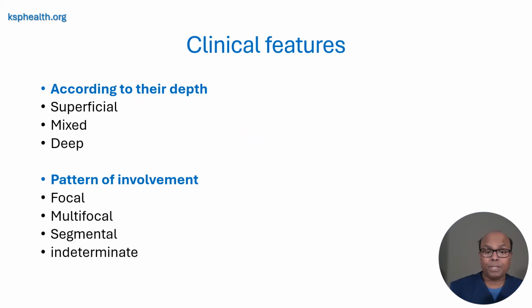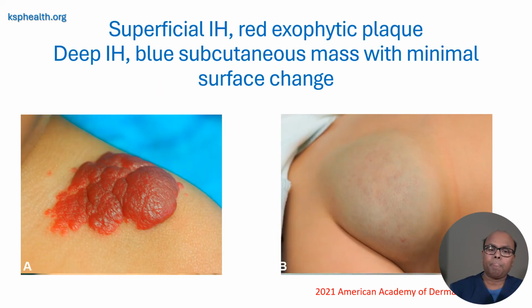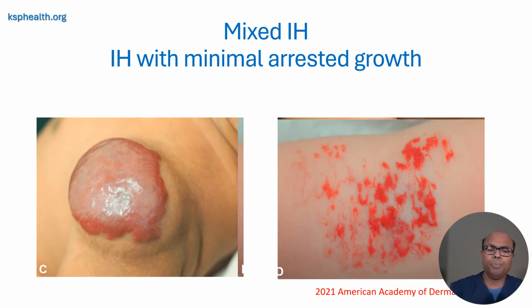The clinical classification is based upon the depth of the lesion, which can be superficial, mixed, or deep, or pattern of involvement, whether it is focal, multifocal, segmental, or indeterminate. The first picture shows superficial hemangioma, a red exophytic plaque. The second one shows deep hemangioma with a blue subcutaneous mass with minimal surface change. It is mixed, both superficial and deep, one can see.